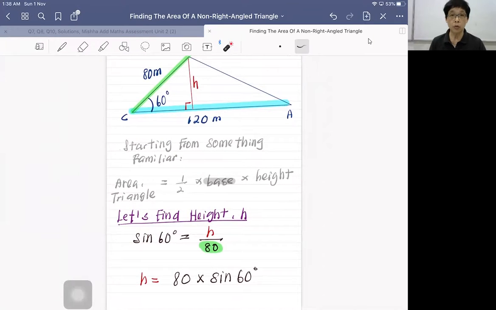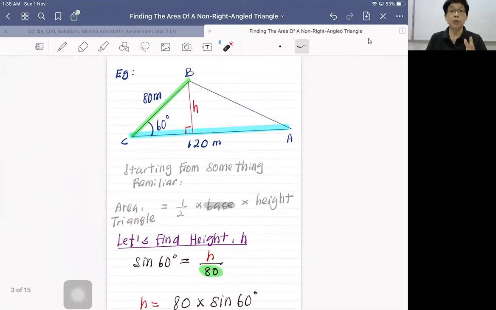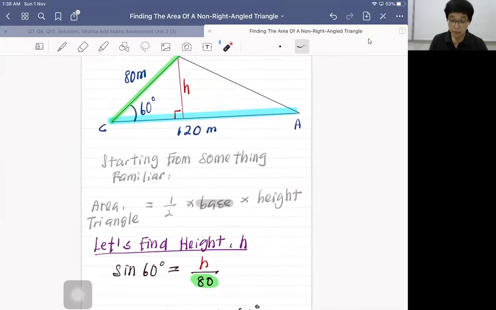Let's look at how we can use another part of the knowledge of trigonometry, which is SOHCAHTOA, to find the height, H. If you're not familiar with SOHCAHTOA, don't worry, just leave a comment and I will come out with the next teaching video on SOHCAHTOA. And those of you who are already familiar, let's begin.